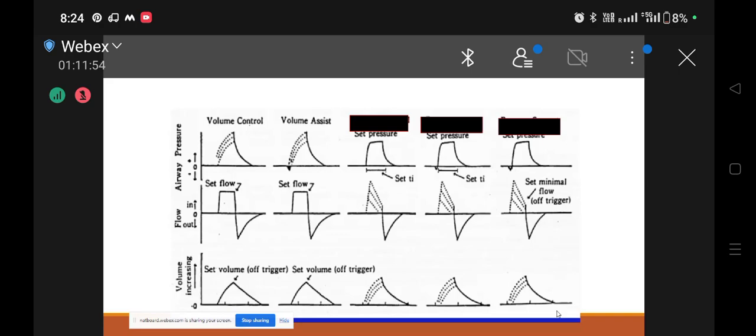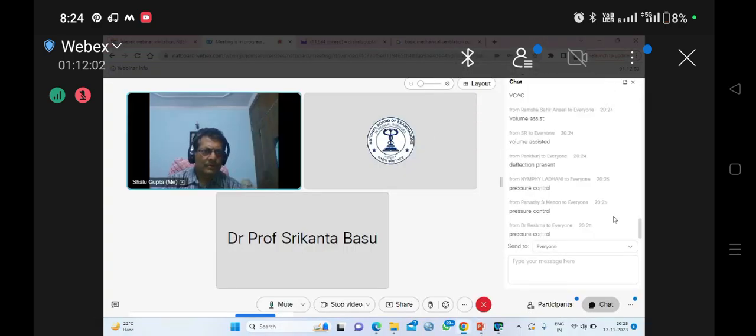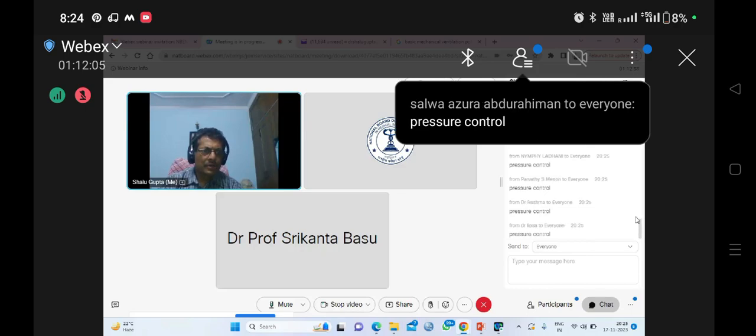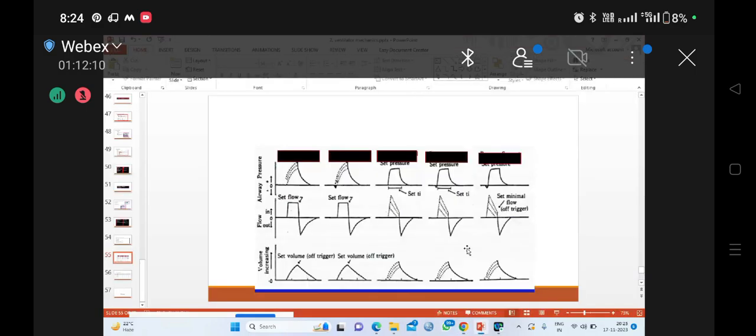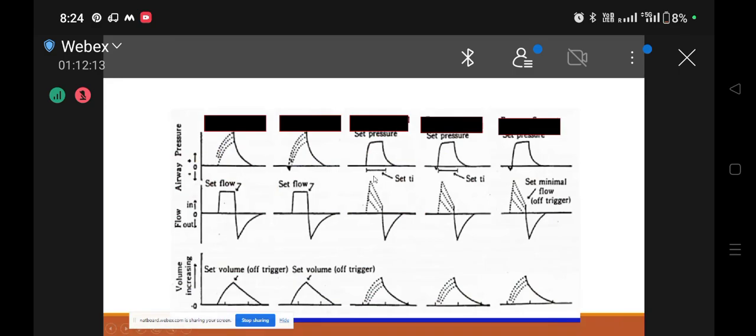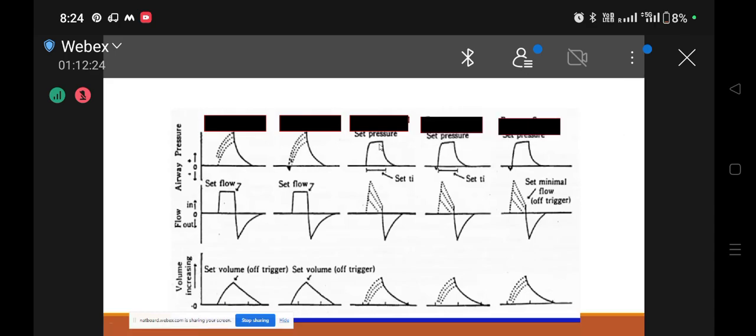Look at the waveforms. So what is the third one? Pressure control, okay. So many of you have written right. If you can see from here, your pressure waveforms are square. Here the flow waveform was a square. Here the pressure waveform is square, so you have set a pressure which the ventilator is going to deliver at different tidal volumes. You can see that your tidal volumes are changing. So this is what is called pressure control.